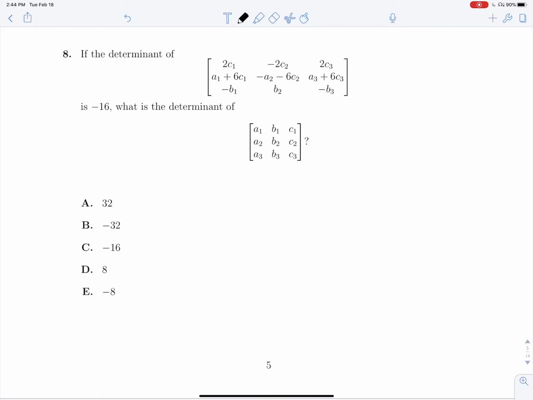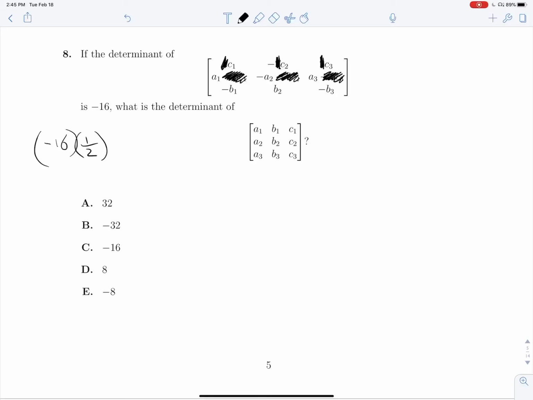So if the determinant of this is -16, we know that we're going to have to multiply that by 1/2, and we can cross off that change in there. Okay, let's see. We know that adding multiples of rows to other rows does absolutely nothing. So this plus 6c1 minus 6c2 plus 6c3 does nothing to our determinant, so we can completely ignore those.